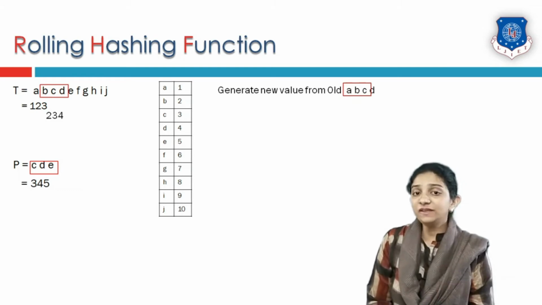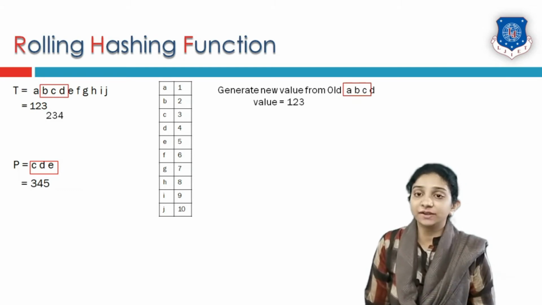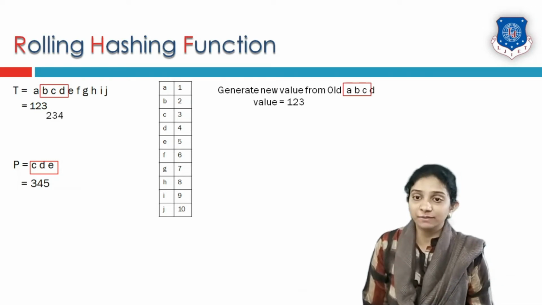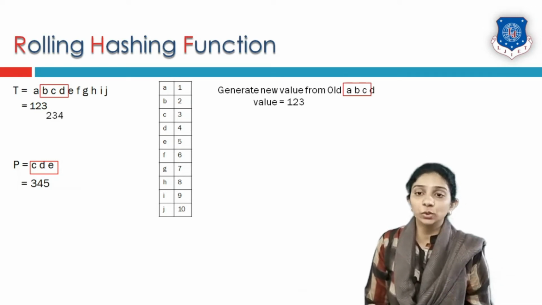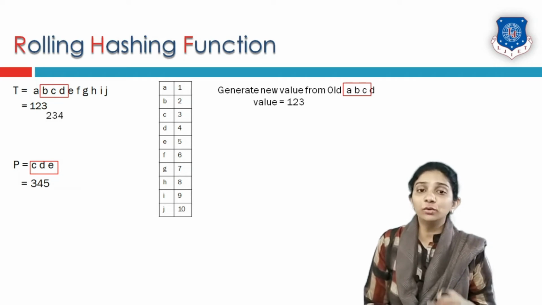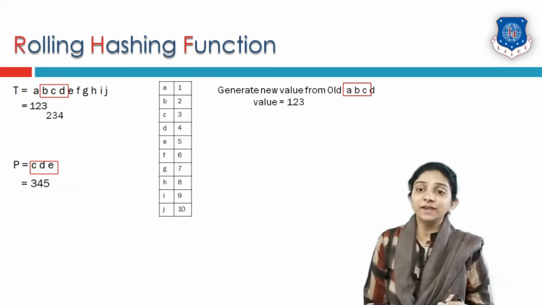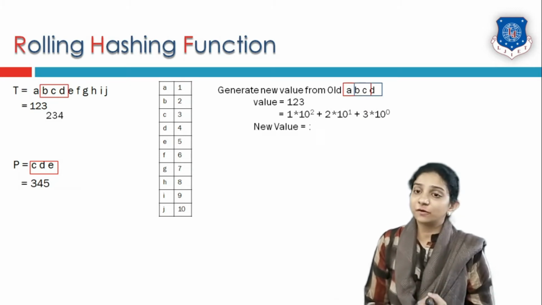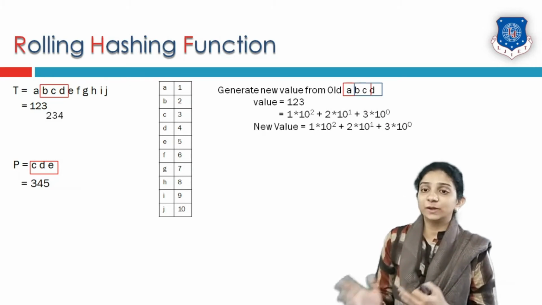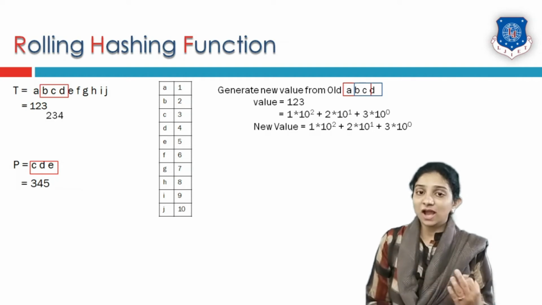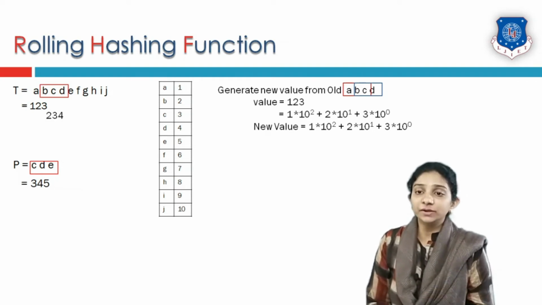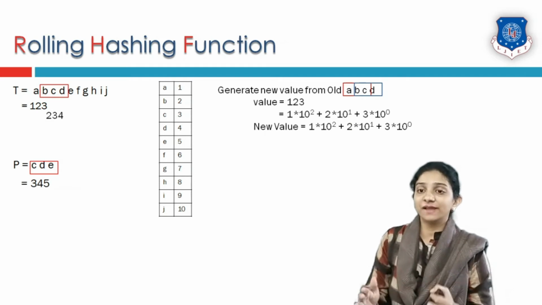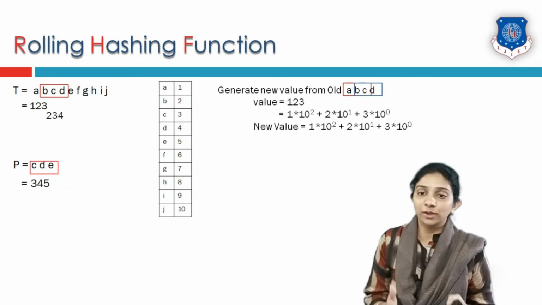So for any string, initially we will generate a number 123 with the traditional method, that is 1 into 10 raised to 2 plus 2 into 10 raised to 1 plus 3 into 10 raised to 0. So that will be generated for the very first value, that is 123. But how can I generate 234 from 123? For that, I will first consider the old value as it is.